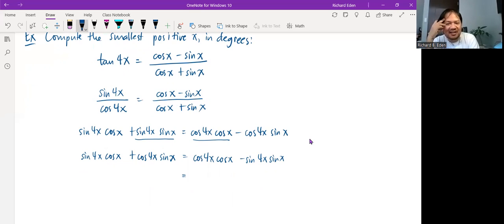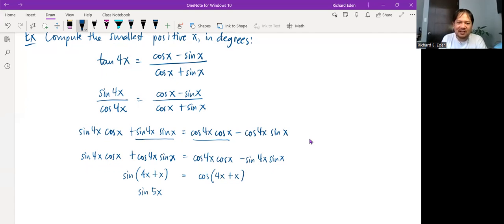Cosine, where do you want to start? Cosine 4x plus x. Ayan. And then isa naman po is sine 4x plus x. Okay, on the left is sine of 4x plus x. Right, what about the right side? This is 5x, and then yung isa naman po, cosine 4x minus x. Oh, plus x then. So what do you have? Sine of 5x equals cosine 5x. Isn't that simpler?